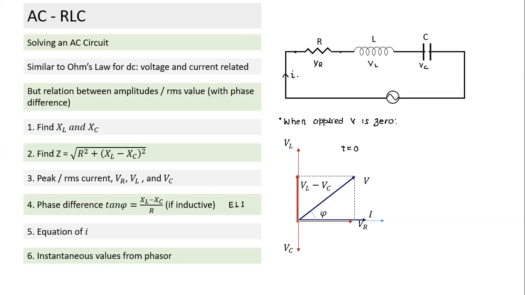How do I draw the phasor when the applied voltage is 0? At any instant, this is the phasor, and we have to rotate the phasor appropriately. When applied voltage is 0, it doesn't imply that VR, VL and VC are 0. Even when applied voltage is 0, each of these will not be 0. How should I reorient my phasor diagram to get this condition? What should we do? Rotate by phi.